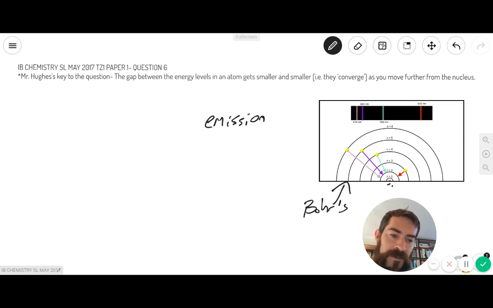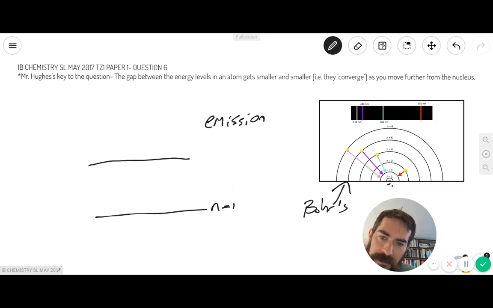Now, I was going to just look up an image and put it onto the page, but you do need to know how to draw the emission spectrum for hydrogen, so I'm going to do that for you now. It doesn't have to be perfect, but you do need to get the key points across. So we're going to start with energy level 1, or n equals 1. The key thing here is that we're going to have a big jump from n equals 1 to n equals 2.